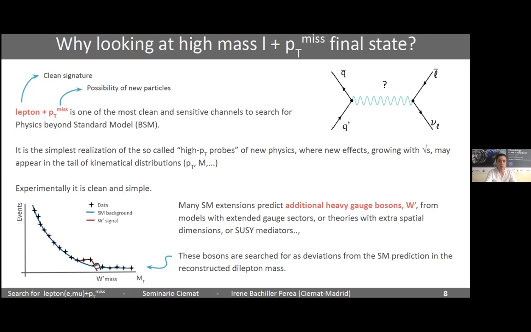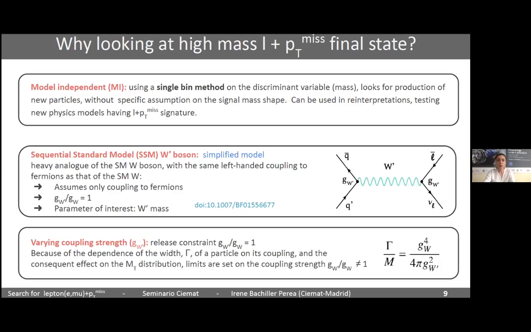There are many standard model extensions that predict additional heavy gauge bosons, such as the W prime in the sequential standard model. And these bosons are searched for as deviations from the standard model prediction, here in blue, in the dilepton mass. It will appear as this red curve. So I will present one by one all the models that we are going to explore with this channel.